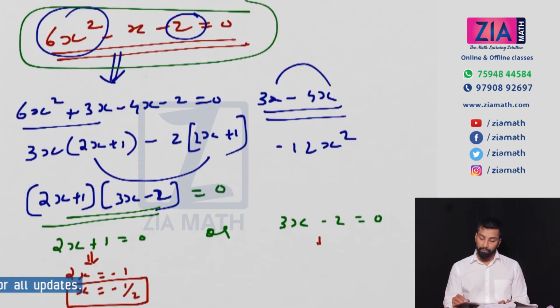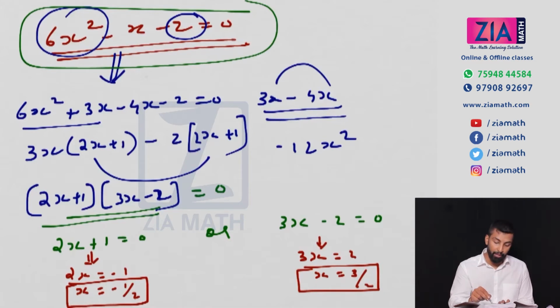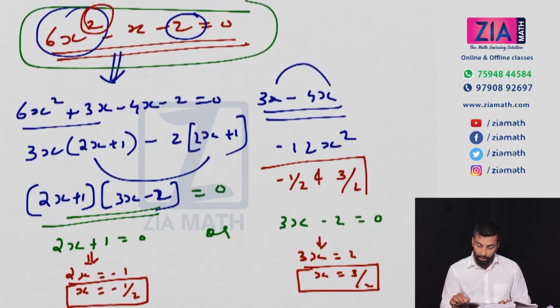Let's find the second one. So 3x minus 2 is equal to 0 means 3x is equal to 2, x is equal to 2 by 3. So the second value of x which satisfies the equation is 2 by 3. And you know maximum 2 values are possible because the degree is 2. So maximum 2 zeros if it's a polynomial, 2 roots in case of a quadratic equation. So what are the roots? Minus 1 by 2 and 2 by 3 are the roots of this equation, or you will call these two the solutions of this equation.